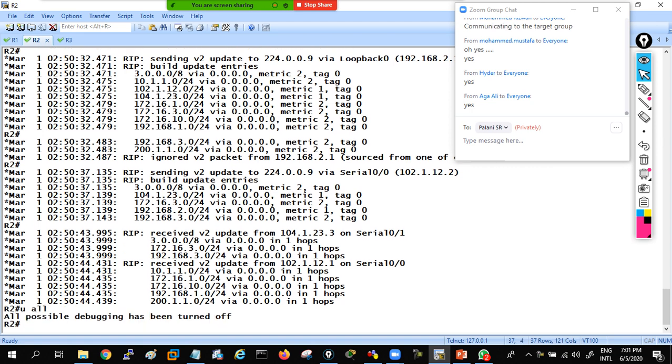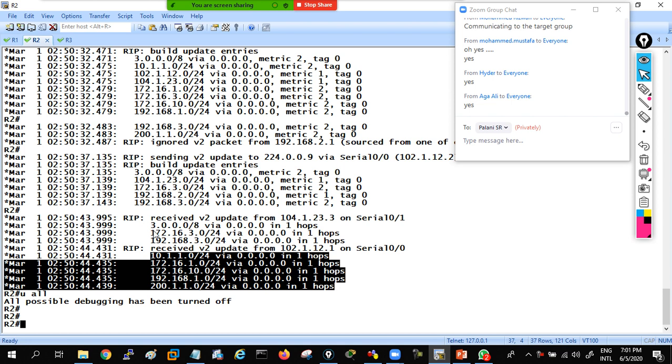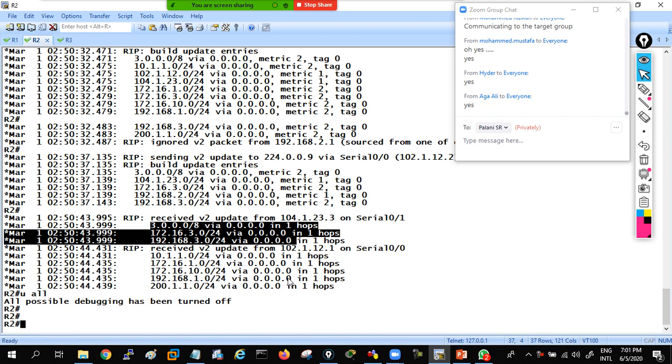Now see, it received the updates from 10.4.23.3, which means router 3. And it received the updates from 10.1.12.1, that is router 1. Did you see all these networks it received? Are you clear, guys? Everybody? Because only to identify who is configured with RIP, they use this multicast address.